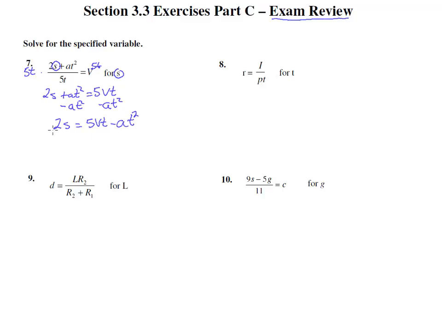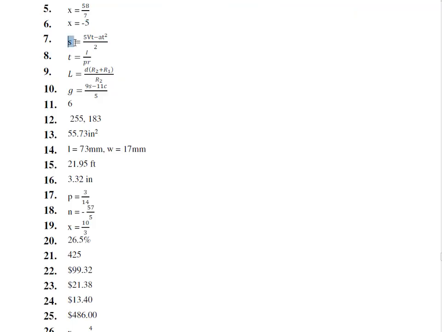All right, so we can now divide by 2. And we're left with the s all by itself: 5vt minus at² all over 2. All right, let's check our answer and see if that's correct. And there we have s equals (5vt minus at²) all over 2.